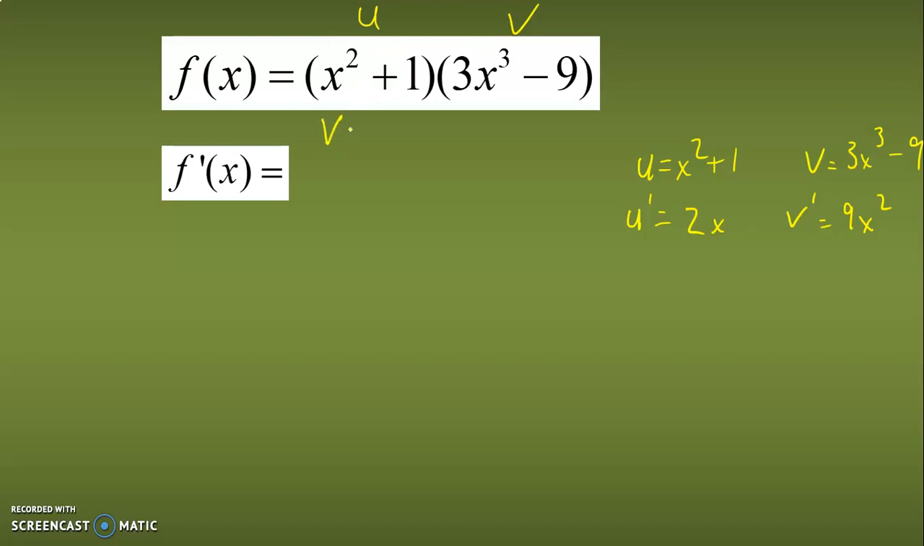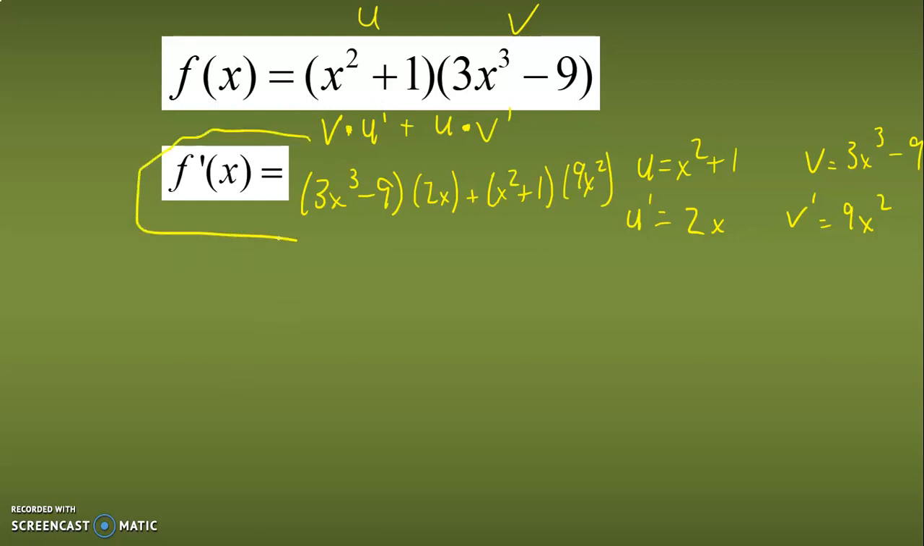Now again, the way I teach it is v times u prime plus u times v prime. That order is probably backwards from Mr. Jansen's, but I like to have the same order as the quotient rule. So in this case, v, 3x cubed minus 9 times u prime, 2x, plus u, x squared plus 1, times v prime, 9x squared. And I could stop here if it was a free response question. If it was multiple choice, I'd probably need to keep going.